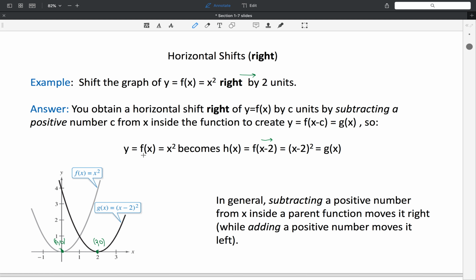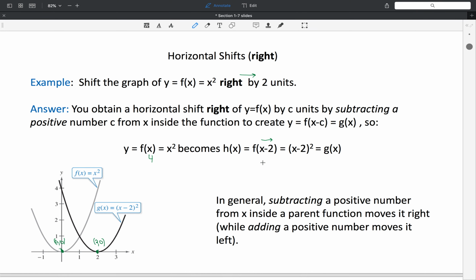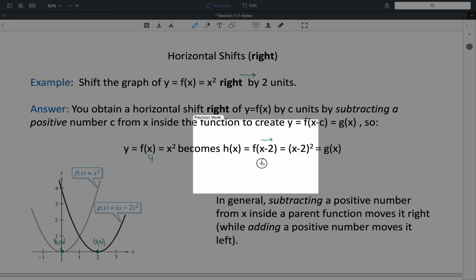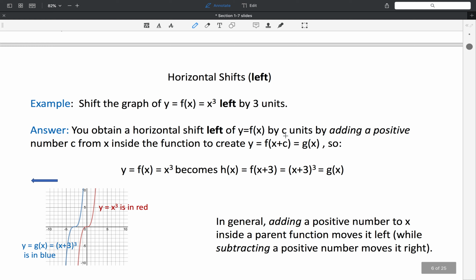Now, if I wanted to get a 4 into this function, I just plugged in x equal 4. Now, if I want this function to equal 4, notice I have to plug in 6 to get 4. So I need more x's, and that's why subtracting shifts it to the right. So in general, subtracting a positive number inside the parent function moves it right. Okay, so we'll go to the next one.